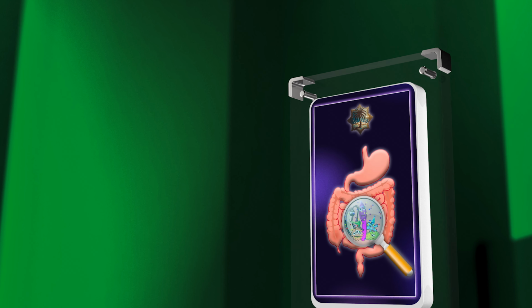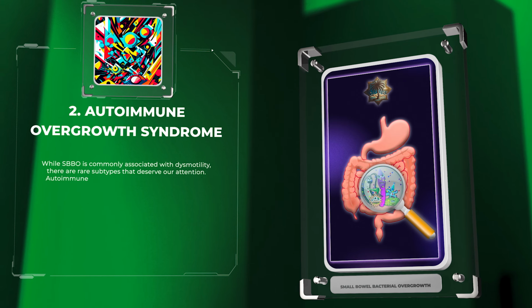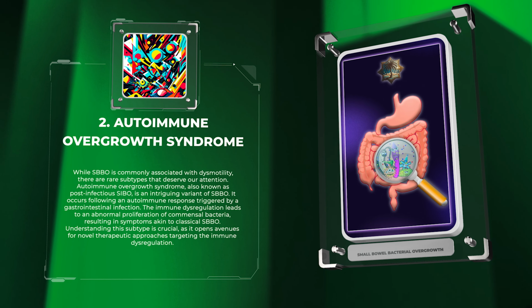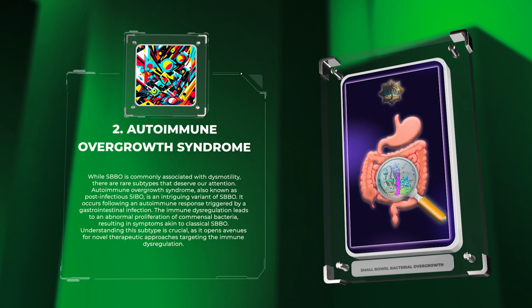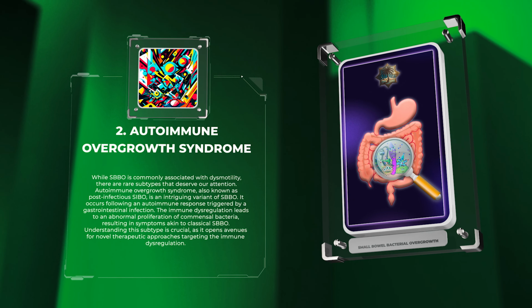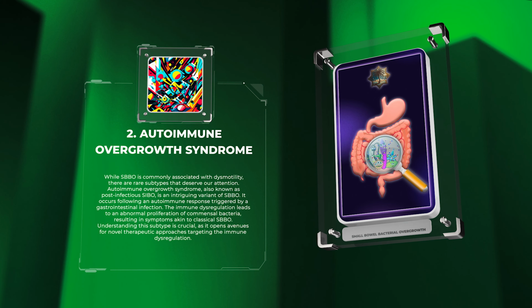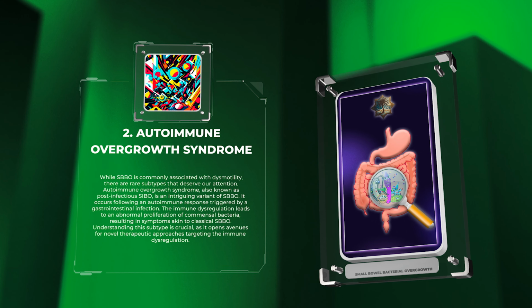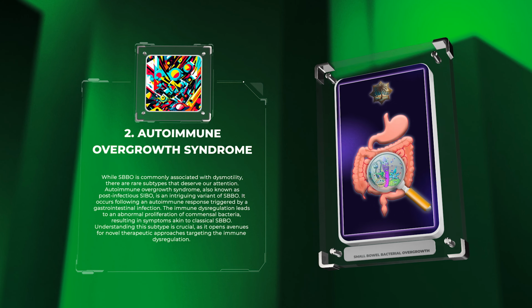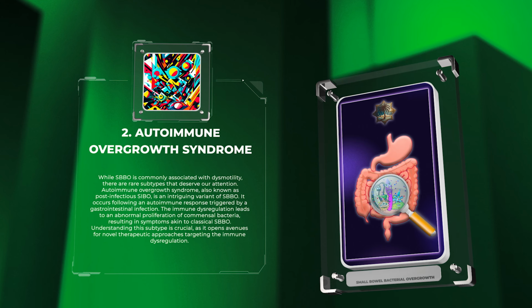While SIBO is commonly associated with dysmotility, there are rare subtypes that deserve our attention. Autoimmune overgrowth syndrome, also known as post-infectious SIBO, is an intriguing variant of SIBO. It occurs following an autoimmune response triggered by a gastrointestinal infection. The immune dysregulation leads to an abnormal proliferation of commensal bacteria, resulting in symptoms akin to classical SIBO. Understanding this subtype is crucial, as it opens avenues for novel therapeutic approaches targeting the immune dysregulation.